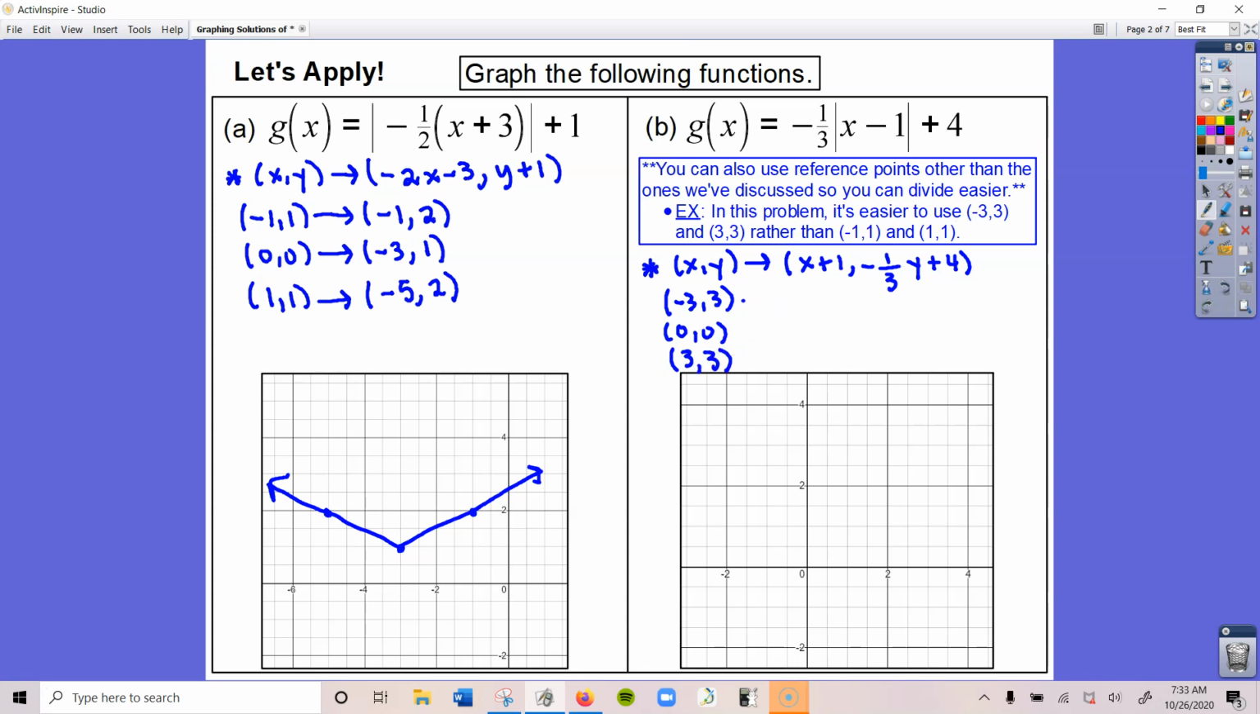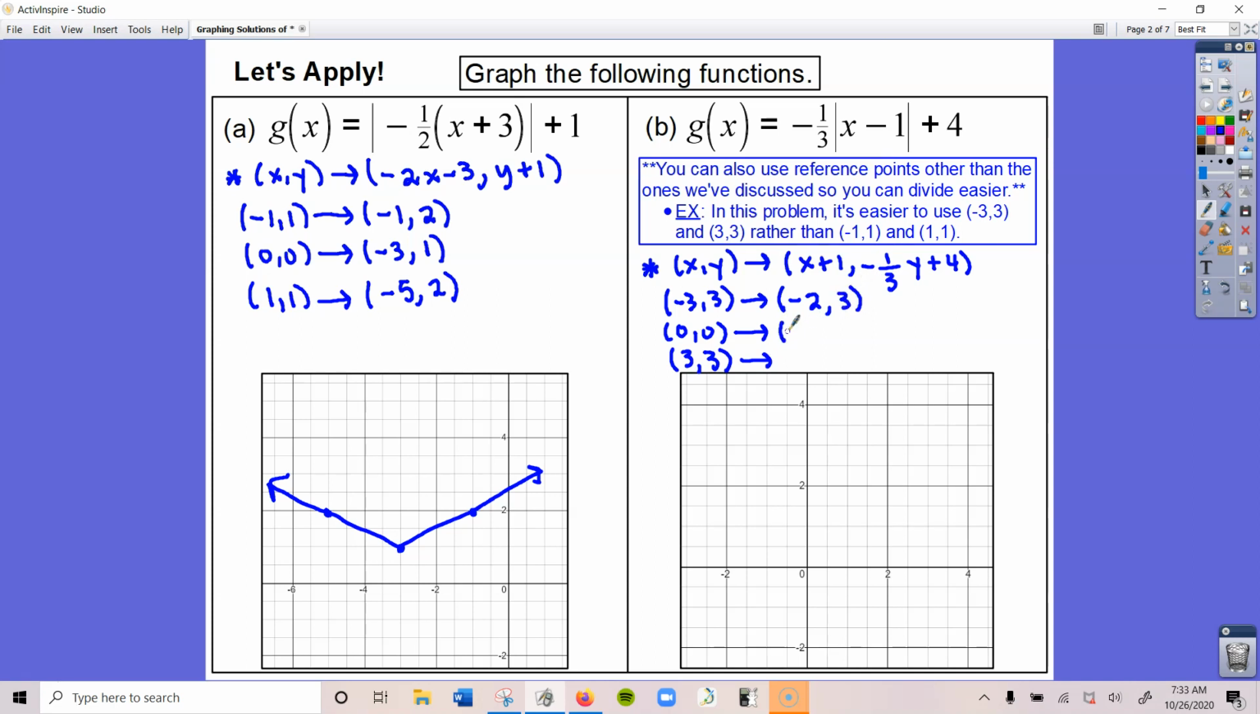Now I'm ready to start plugging in my points. When I plug in negative 3, 3, negative 3 plus 2 is negative 2. Now when you plug in the y for the 3, negative 1/3 times 3 is the same thing as saying 3 divided by the negative 3, which is negative 1. And negative 1 plus 4 is 3.